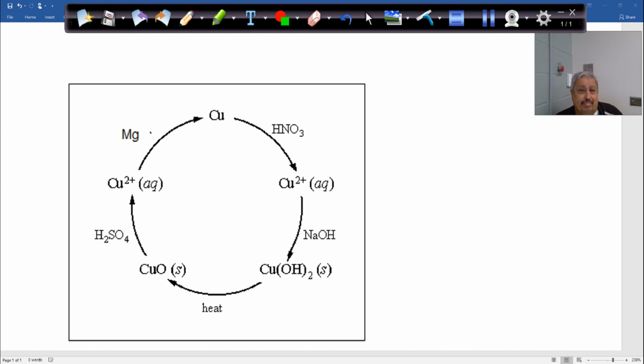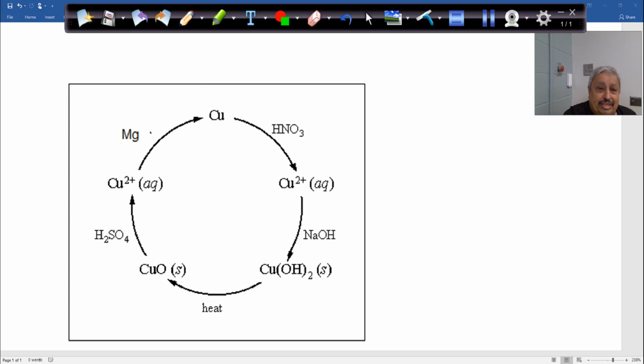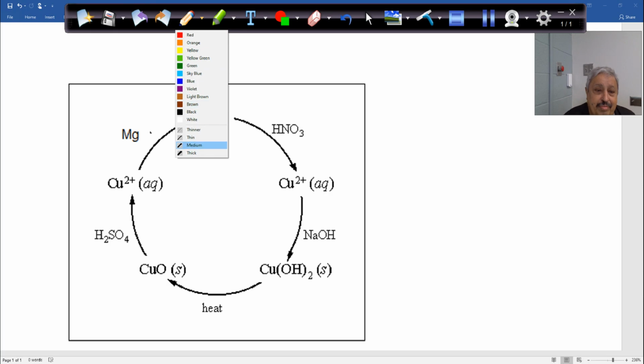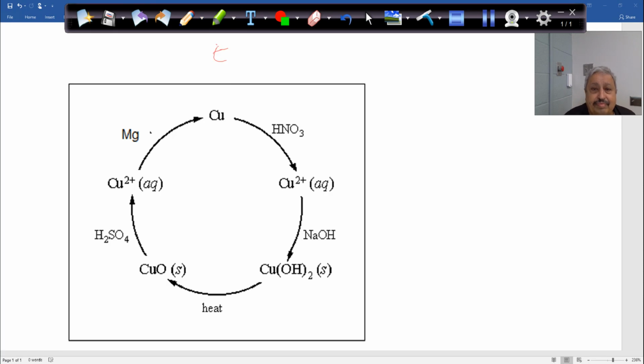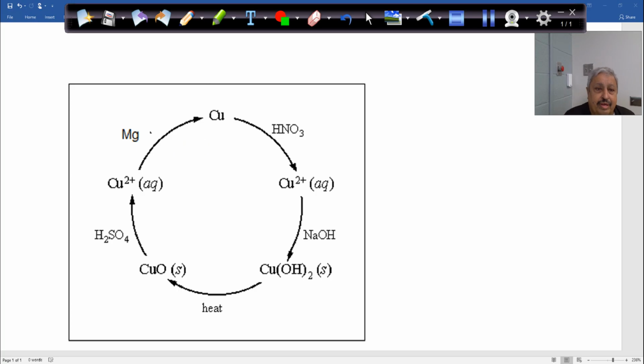Today's experiment is about the copper cycle. The experiment number 5. Let me make it. Experiment 5, and about the copper cycle.